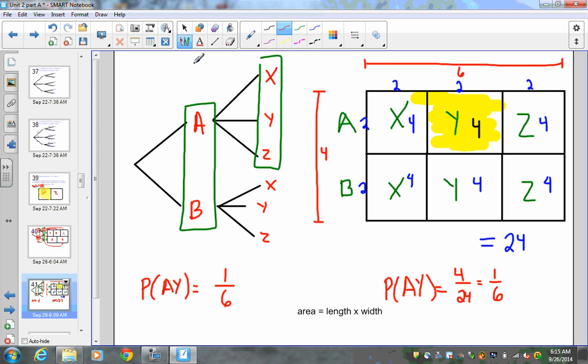Let's say I was to ask you another question, what is the probability of not AY? Actually, I'm just going to ask, what is the probability of Y? Well, Y is right here in my tree. So it wouldn't be 1 over 6, it would now be 2 over 6. Now, going back into my area model here, I would then choose all my Y's, which is this part and this part here, because I'm looking for the probability of Y.